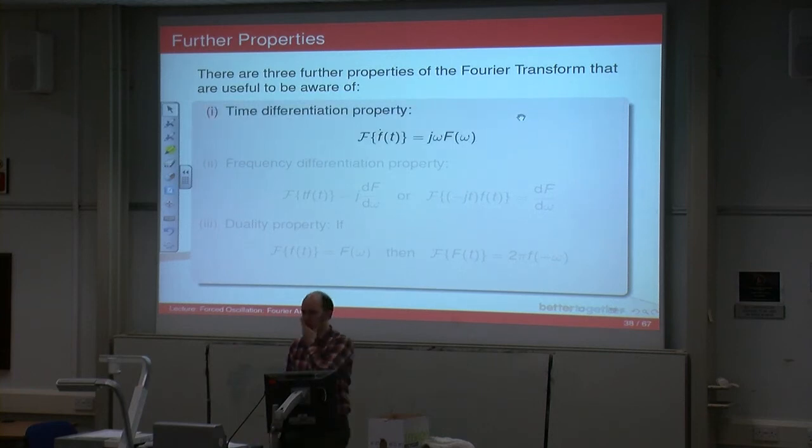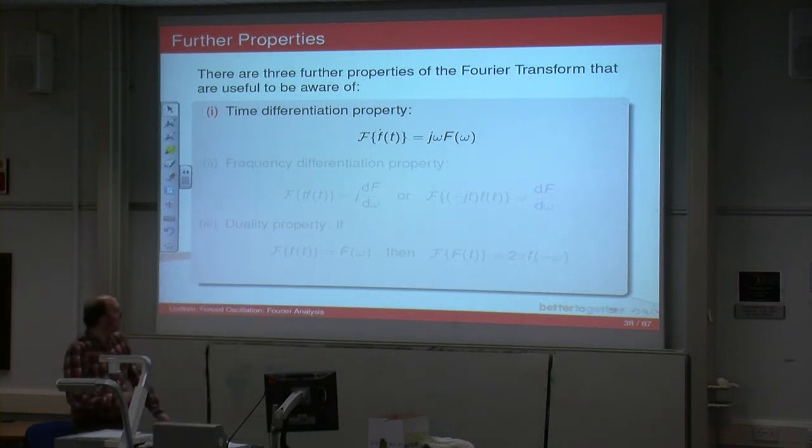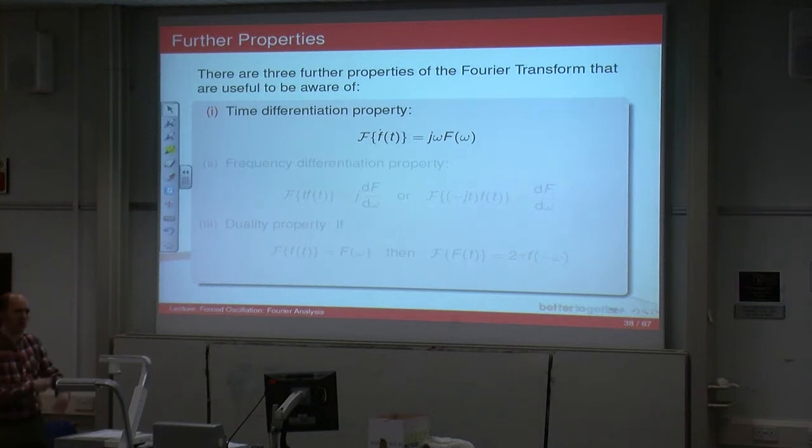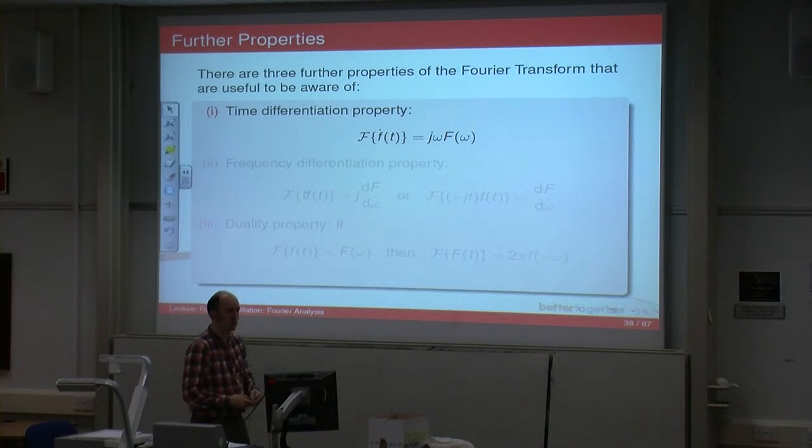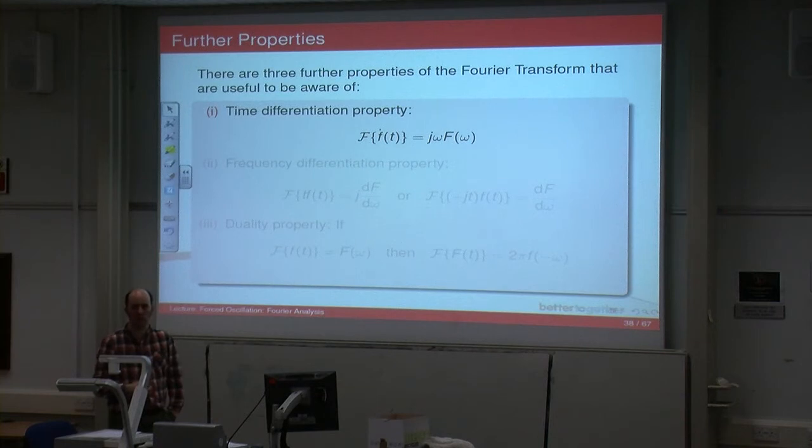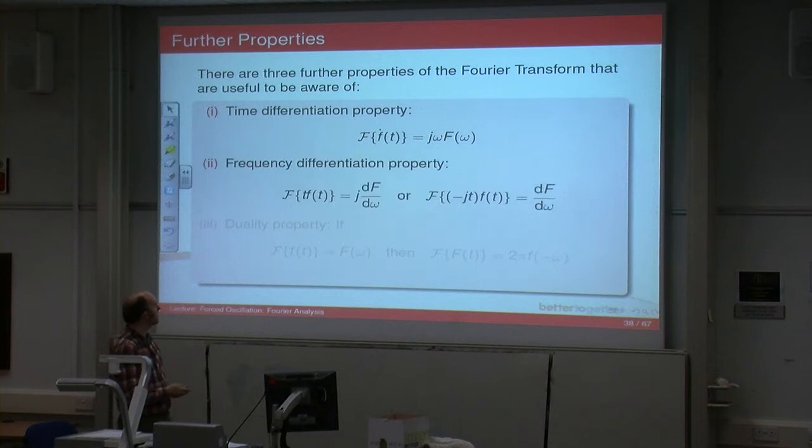Time differentiation property. You've got a function that's a derivative of time. So you have f(t), you take the first derivative of that with respect to time. Then that is simply a multiplication by j omega. This is one of the advantages of Fourier transforms: differentiations become multiplications. Very nice and easy, by j omega. So you take your F(omega) of f(t), and if it's differentiated by time, you just multiply by j omega. Easy peasy.